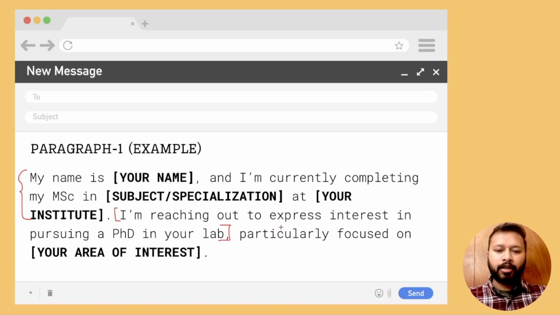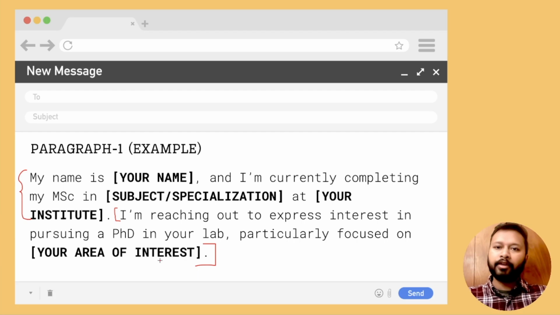Okay, so you are reaching out to express interest in pursuing a PhD, particularly focused on your area of interest. So now the professor is going to get to know what area you are interested in. Till here you have made three things very clear about your background: your name, your specialization or what you are doing currently, and your institute. And then the third or fourth thing is your area of interest, and that you are interested in that particular field. Okay, so this whole thing is about you.